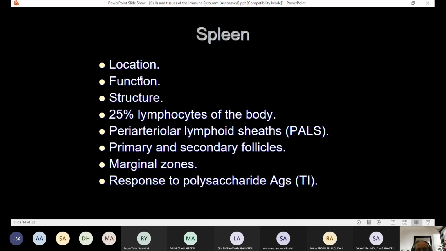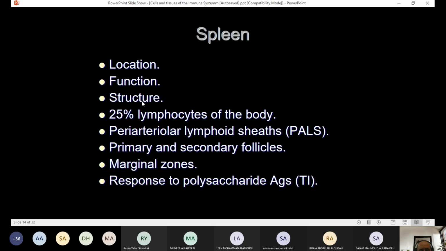Hi, the spleen, location. The spleen موجود في left upper quadrant، وال function تقريبا 20% of the red blood cells, well, old red blood cells, they will be destroyed in the spleen. وزي ما حكيت, it's a major secondary lymphoid organ where lymphocytes, especially B cells, they will be accumulated over there. So if I'm looking for lymphocytes, I can go and take them from the spleen.